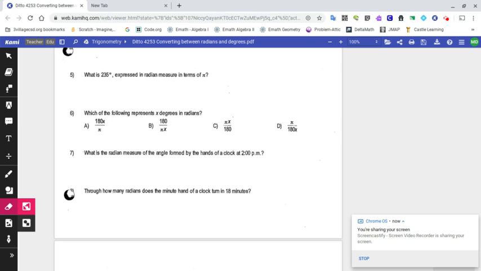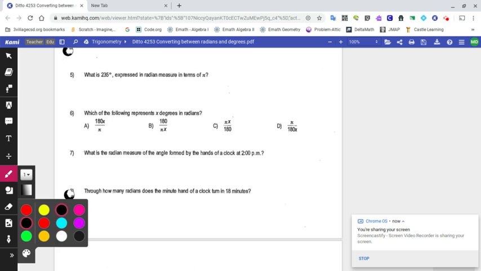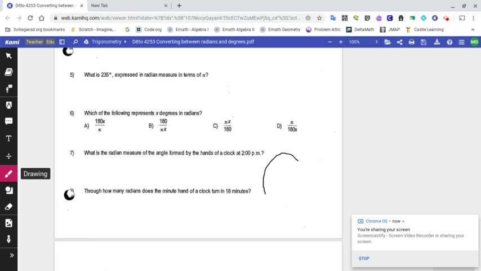So at 2 o'clock, the clock looks like this. I'm going to turn on the pen here. The clock looks like this. At 2 o'clock, you've got this. This is 12, 1, and 2, right? So this is at 2 o'clock. That's what the hands look like.